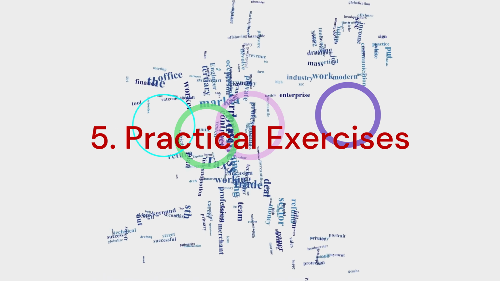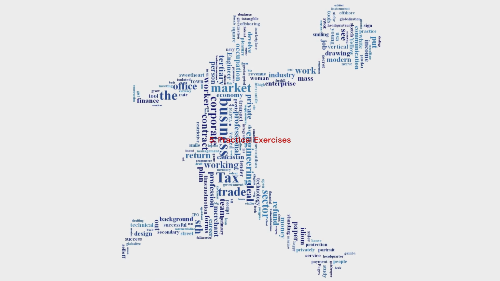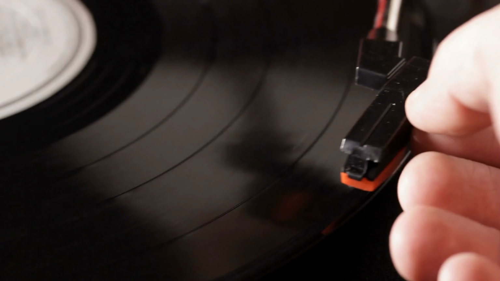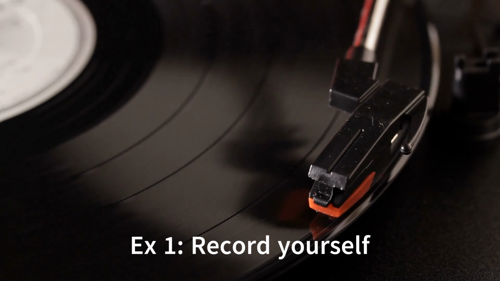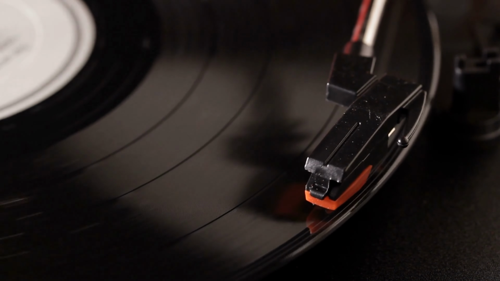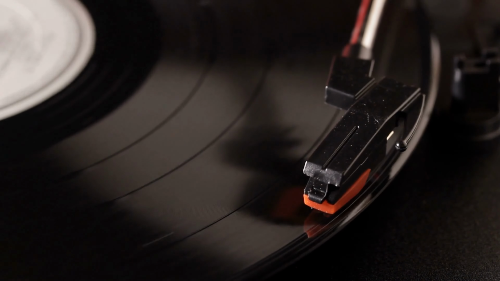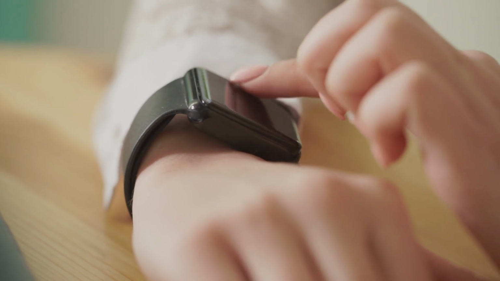5. Practical exercises to improve verbal communication. Alright, it's time to put these skills into action. Here are 3 simple but powerful exercises. Exercise 1. Record yourself. Take a short topic, for example, why is communication important? Record yourself speaking for 1 minute. Listen back, assess your tone, clarity, and pace.